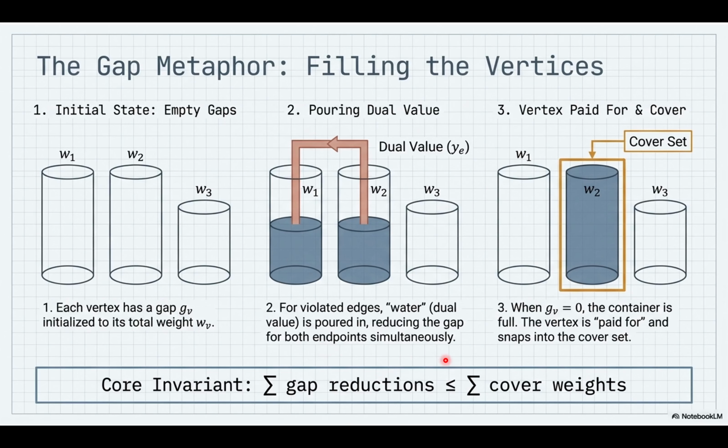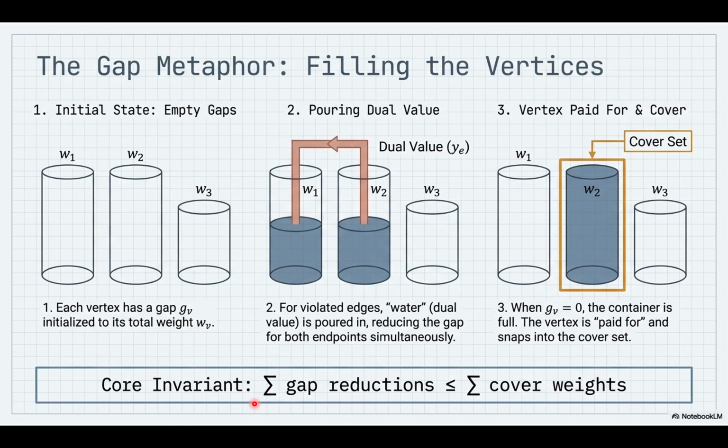Correct. Now, the algorithm iterates through all the uncovered edges. For every violated edge, you begin pouring water, which is our dual value, into the containers of both endpoints simultaneously. At the exact same rate. Exactly the same rate. And this water reduces the remaining empty gap for both vertices. The second that any container's gap hits 0, that vertex is fully paid for, and it instantly snaps into our cover set. So the pouring stops for that edge. Right. And the core mathematical rule that makes this work is that the sum of the gap reductions, the total water you poured in, is always less than or equal to the total weight of the chosen cover.